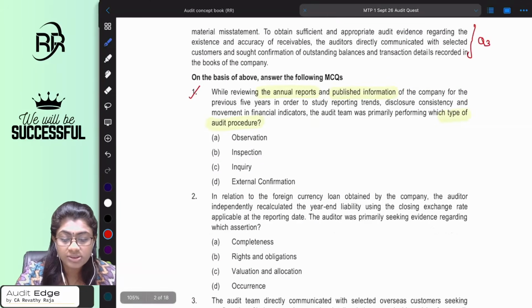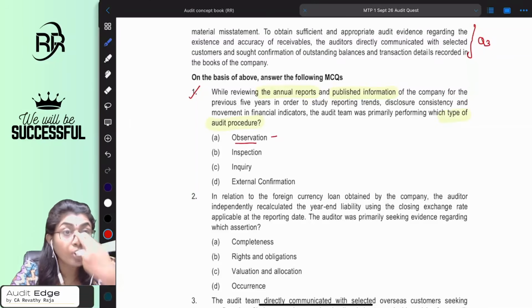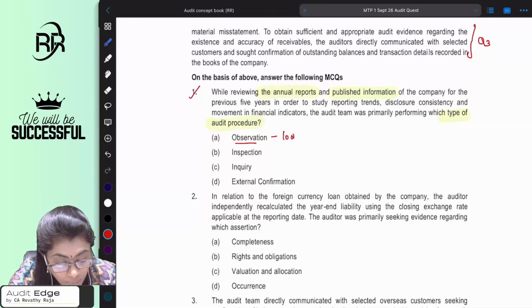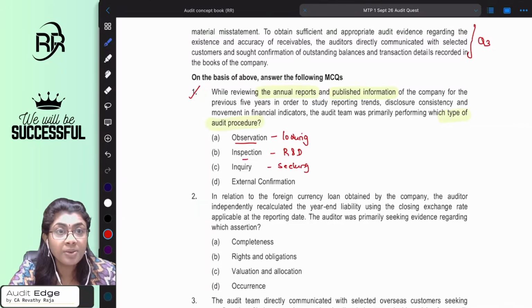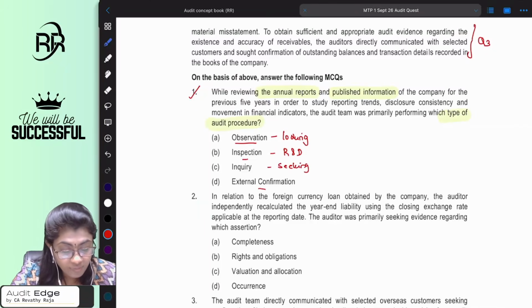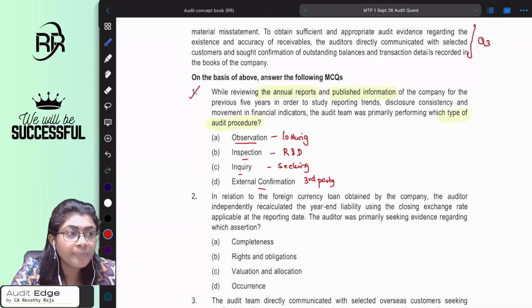So which procedures? Are they doing observation? Observation means what? Looking at the process. Inspection means examination of records and documents. Inquiry means seeking information from a knowledgeable person. External confirmation means what? From the third party, you are obtaining evidence. So, which procedure are they doing over here?